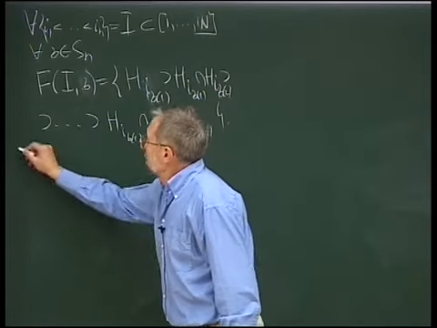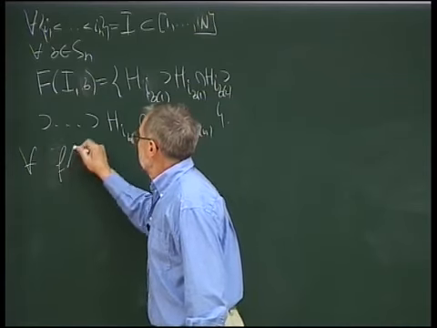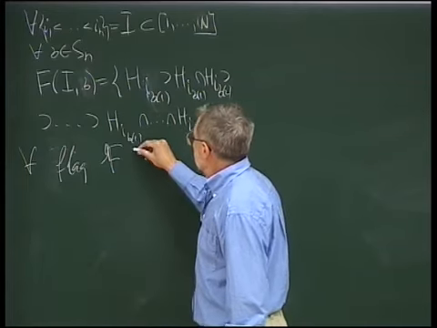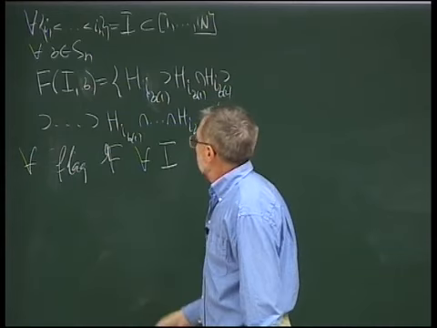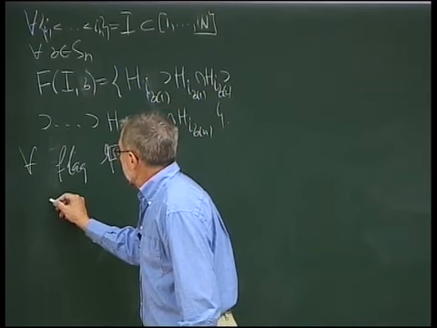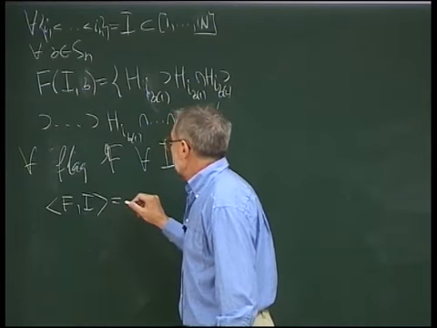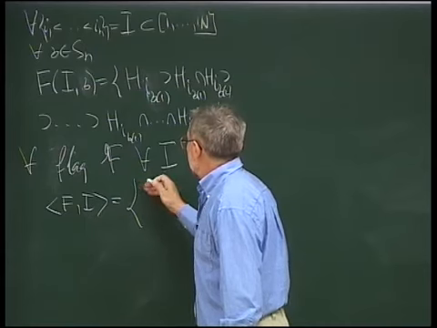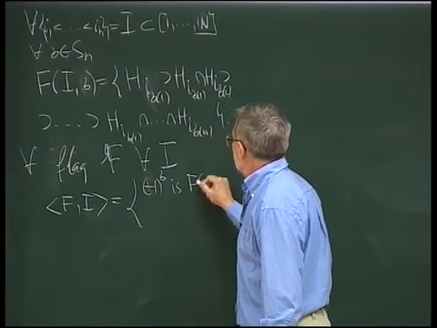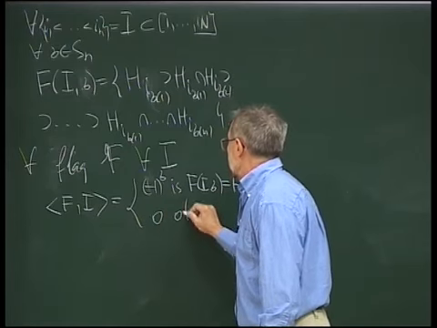And now if you have, for any flag f and any collection of indices I, you define the index of f and I to be 1 minus 1 to the power sigma if f_{I,sigma} is our f, and 0 otherwise.